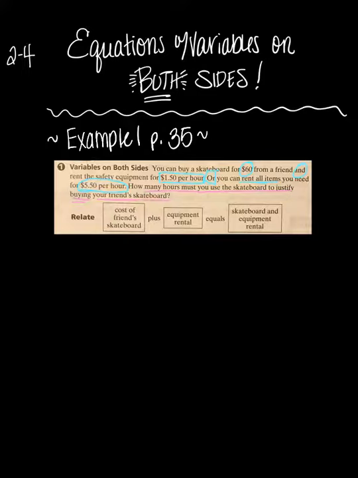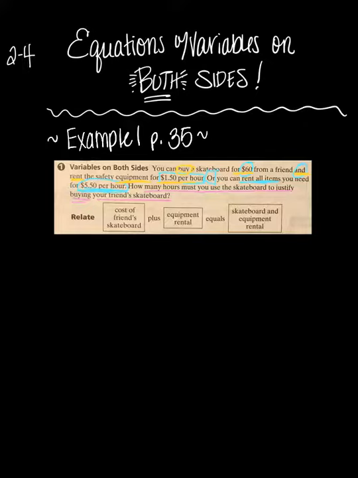Interesting. I've got two different scenarios going on here. On the one hand, I can buy a skateboard for $60 and rent the safety equipment for $1.50. Or I can rent all the items for $5.50. So let's look at this.